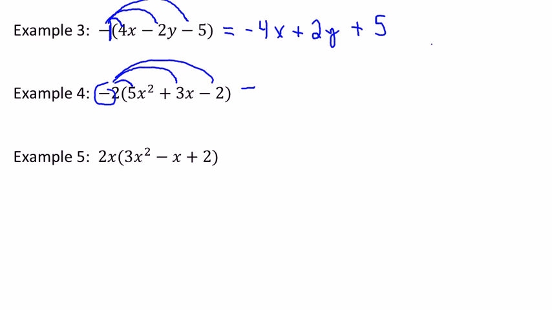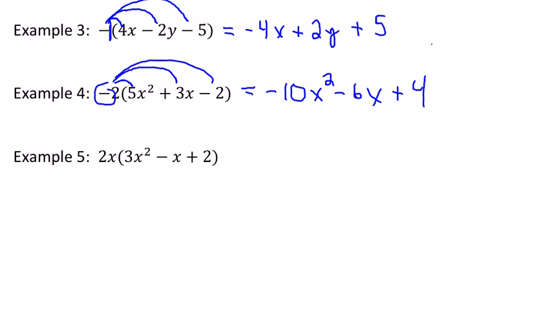What is a common thing to do on these problems would be to multiply the negative times the first one and get negative 10x squared, but then forget about the negative after that. Got to make sure you pay close attention to negatives. Negative 2 times 3x is negative 6x, and negative 2 times negative 2 is positive 4.